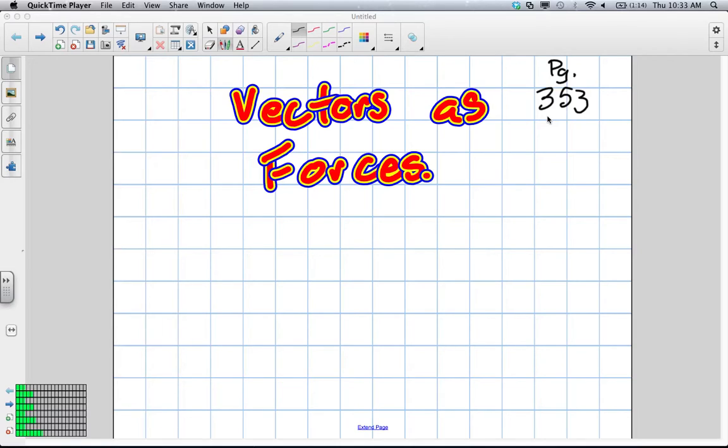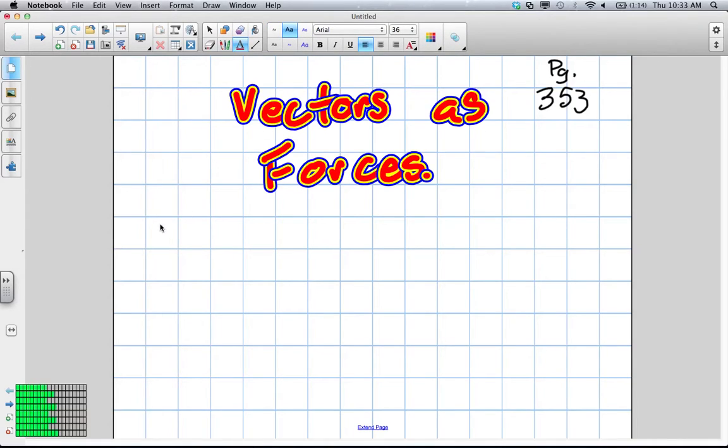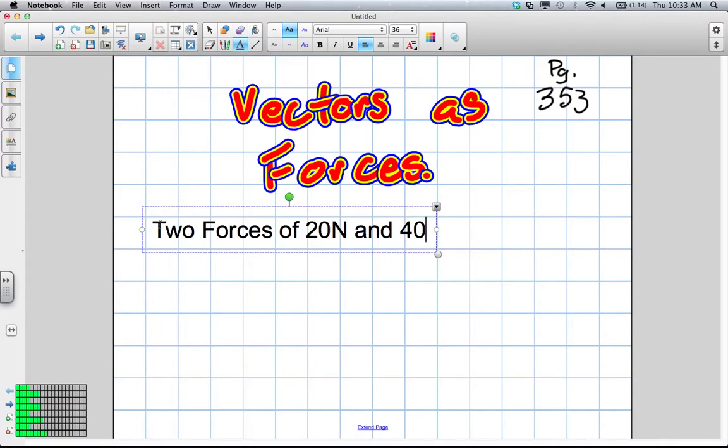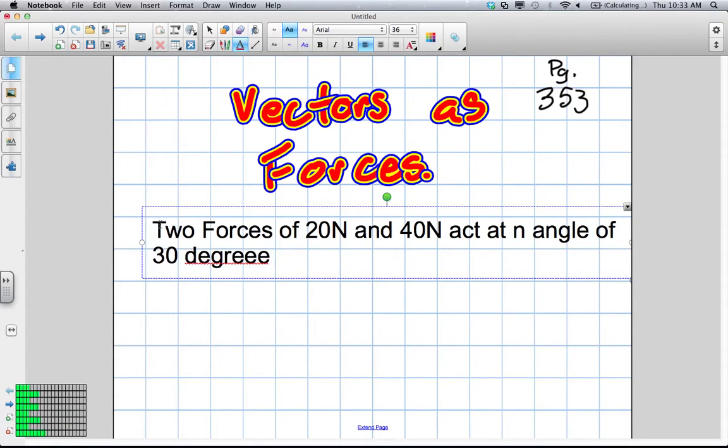We're going to jump to example number 2 in your textbook. Okay, and the example says that two forces of 20 newtons and 40 newtons act at an angle of 30 degrees to each other. Determine the resultant of these two forces. So we have to determine the resultant of these two forces.